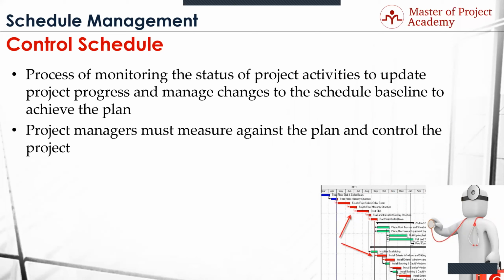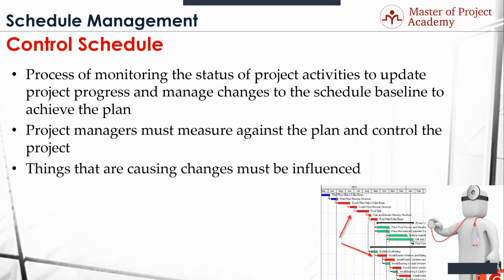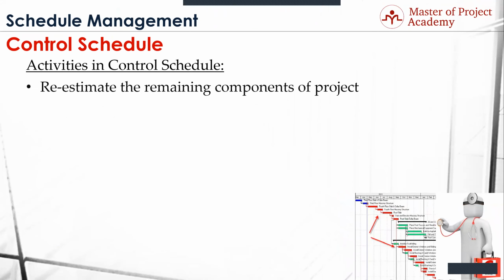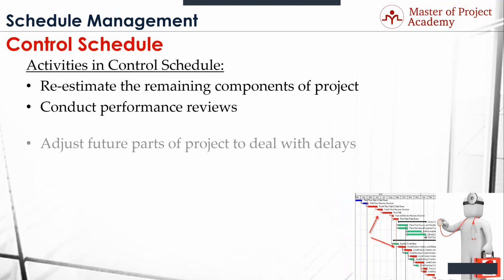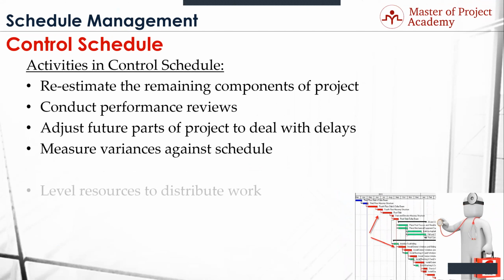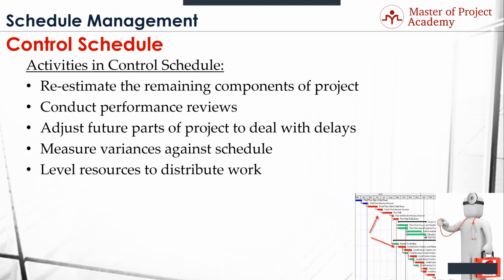Project managers must measure against the plan. Basically, you're measuring planned against actuals, things that are causing the changes and must be influenced. And so here are the activities: basically might be to re-estimate, conduct performance reviews, adjust for future delays, or measure against your schedule, measure variances against the schedule. And you could have to level resources.